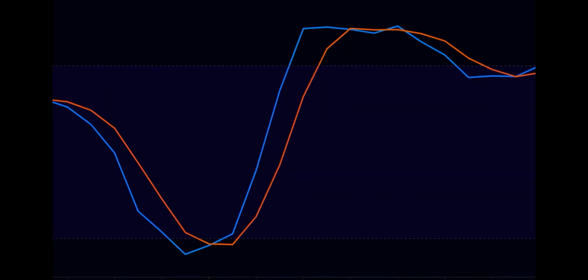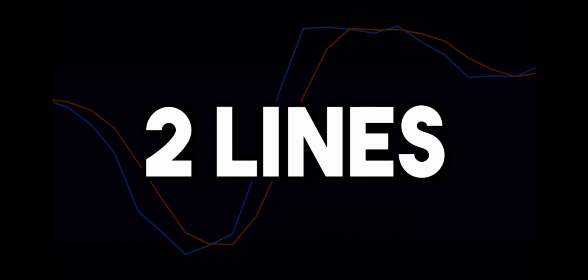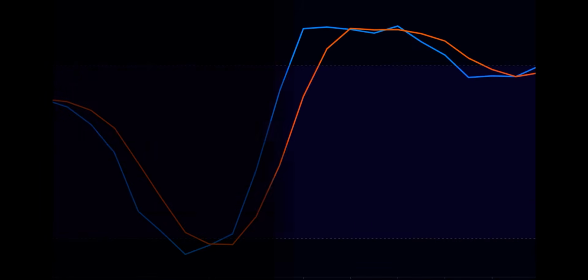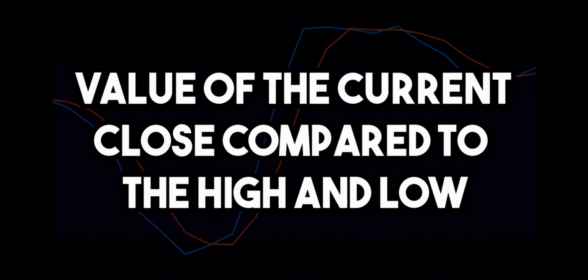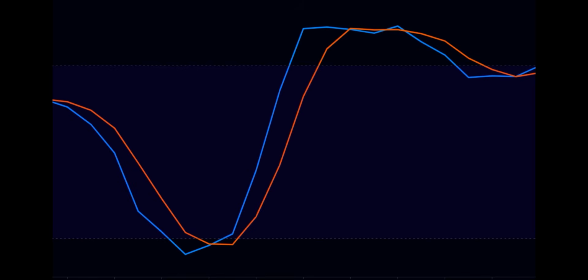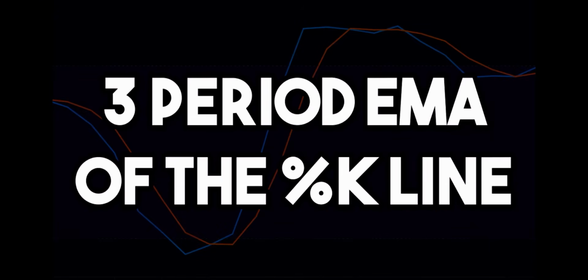Now, the stochastic indicator consists of two lines. The blue line is called the %K line. The %K line simply shows the value of the current close compared to the high and low. The orange line here is the %D line. Now, the %D line is simply a 3-period moving average of the %K line.